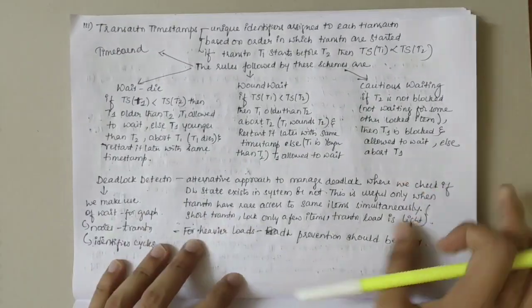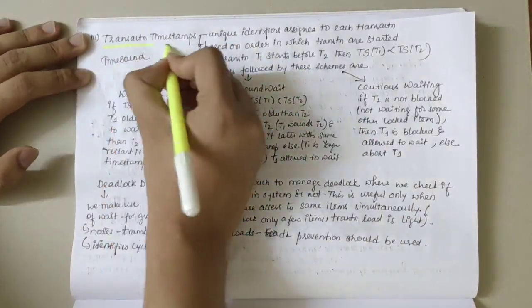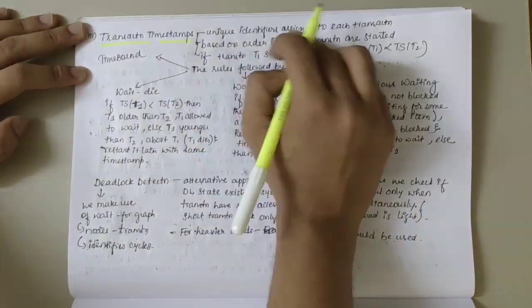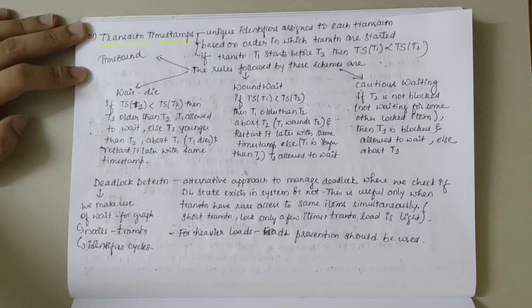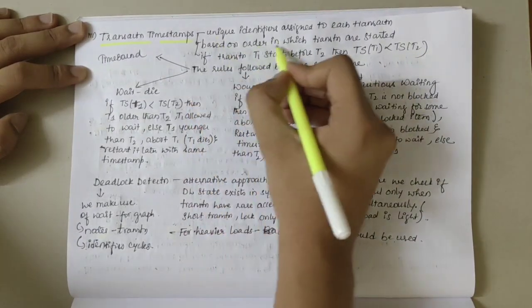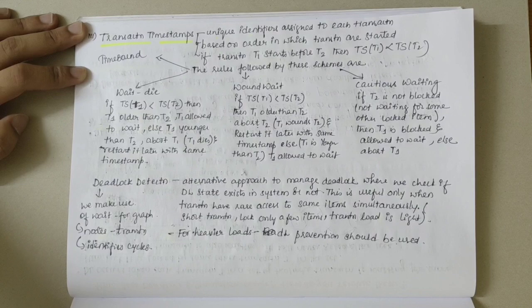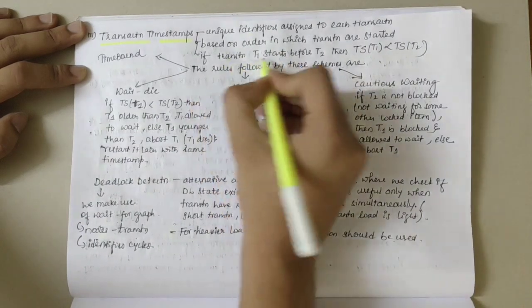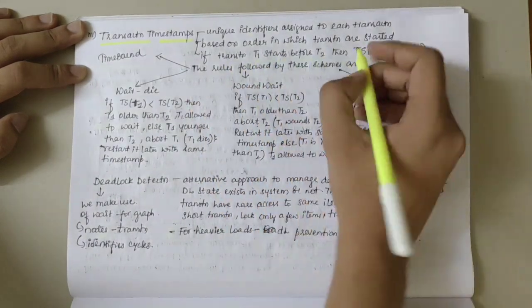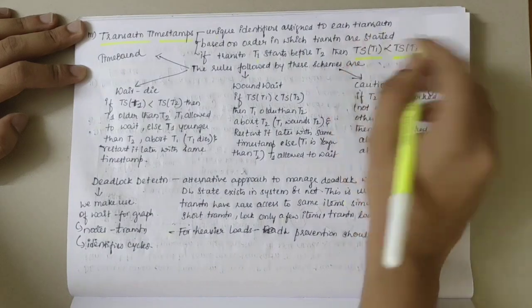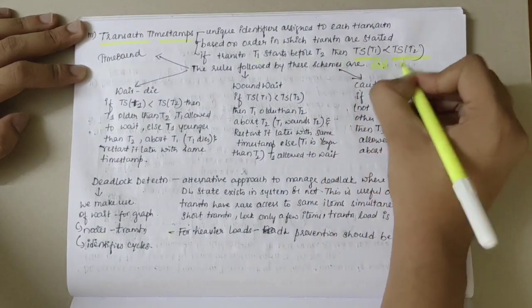Next we have transaction timestamps. As we discussed in the previous question, timestamps are assigned to each transaction. Based on the order in which transactions are started, a unique identifier or number is allotted to them. If transaction T1 starts before T2, then the timestamp of T1 is lesser than that of T2. So T1 is old here and T2 is young here.